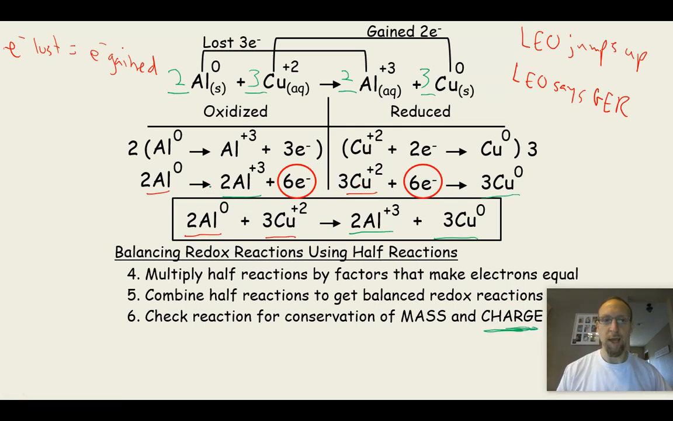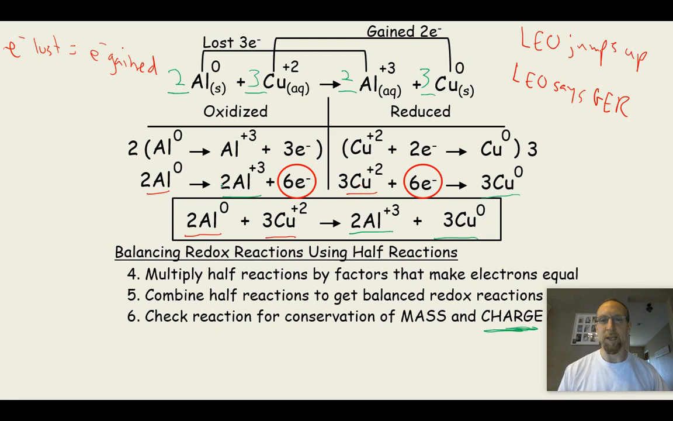And then how do we check mass? Well, just look at your number of atoms or ions, right? There's 2 aluminums on the left, 2 aluminums on the right. We're good. 3 coppers on the left, 3 coppers on the right. We're good. What goes in must come out. All that happened is there was that movement of electrons that took place because we're dealing with a redox reaction. That's it. So when you're done, just check to make sure that mass and charge are conserved.